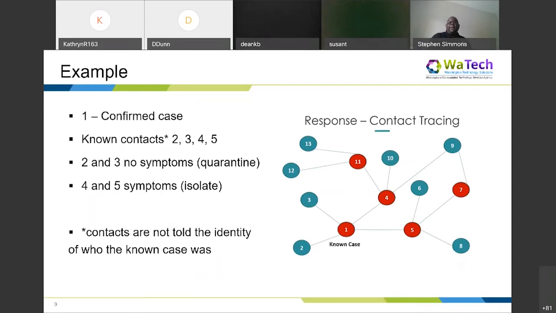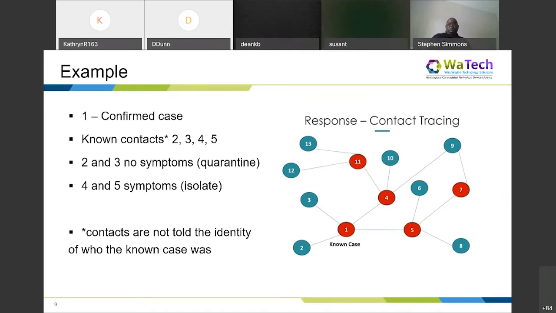So if you see for number one, there's a known case, and that person would tell a case investigator or contact tracer about people that they had contact with. And so that would be 2, 3, 4, and 5. And here we see that 2 and 3 may have had contact with an infectious person, but they're not displaying symptoms, but 4 and 5 are displaying symptoms. And so the 2 and 3 are told to quarantine, and 4 and 5 are told to isolate.